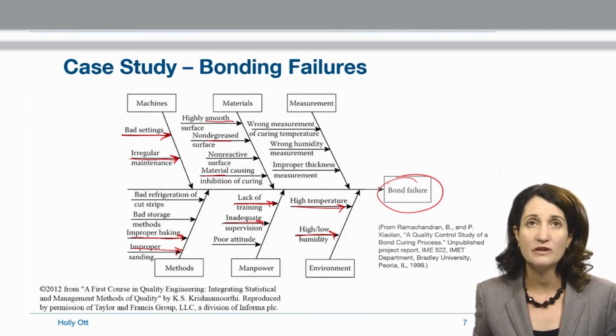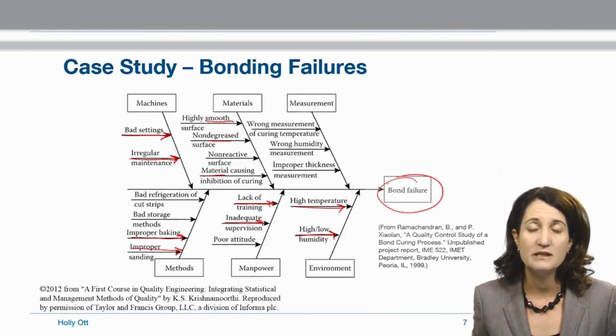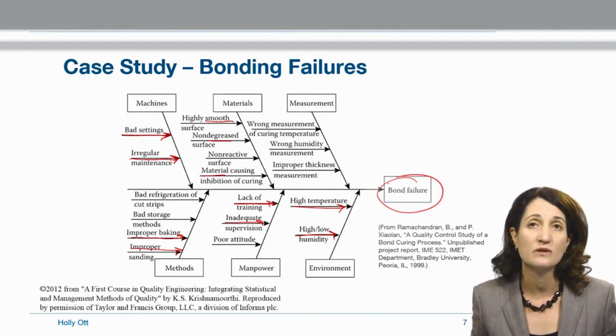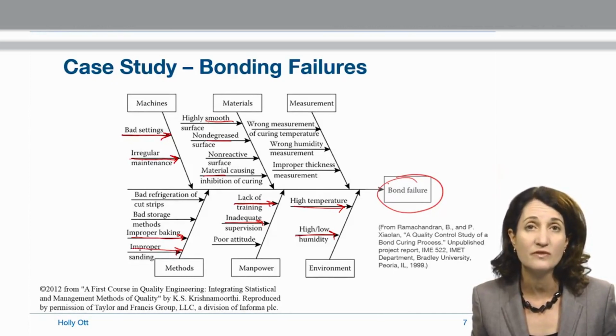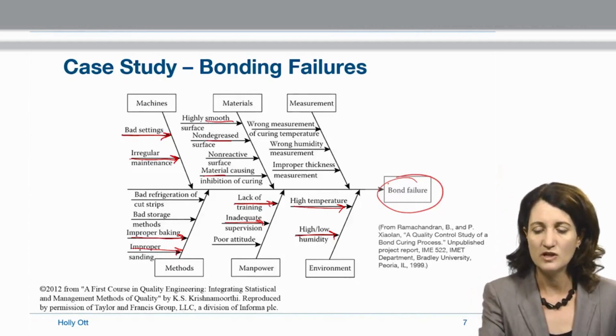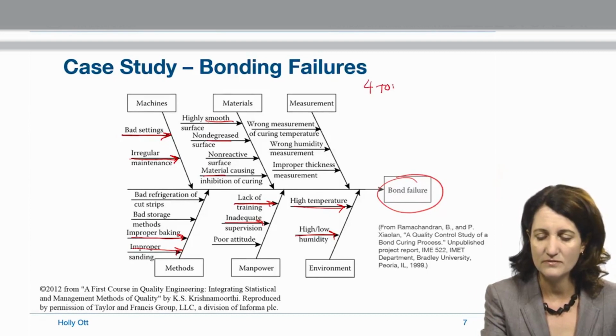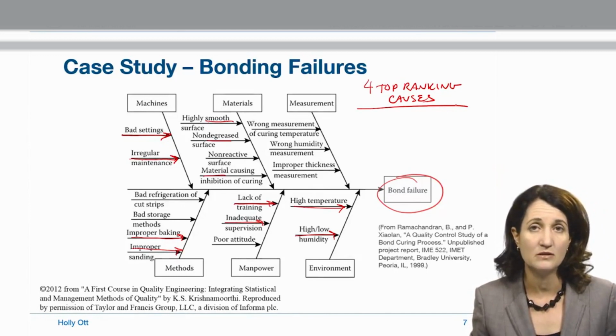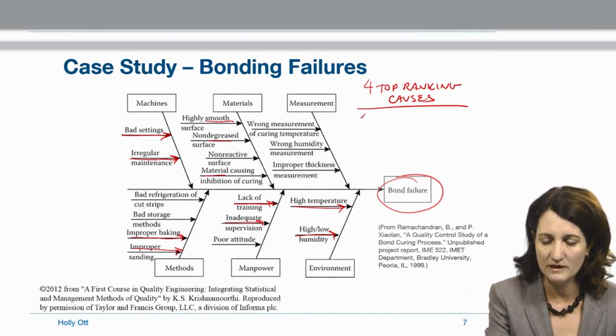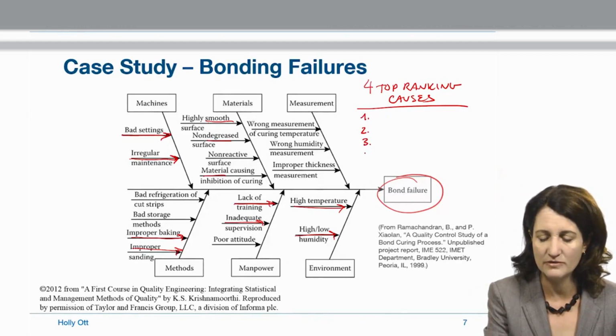Now, after creating the C&E diagram, the team then would vote to select the most important causes. So normally you try and vote to pick 3 or 4 causes that need to be investigated further through experimentation and analysis. And so the way this works is, suppose you have the 4 top ranking causes. Everybody would then pick the causes, and they would rank them like the number 1 cause, number 2 cause, number 3 cause, and number 4 cause.